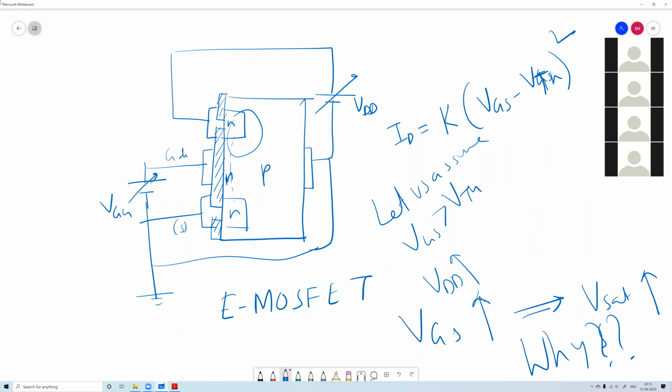The depletion region varies, yes. But why does VD sat increase with VGS? Because if I have a higher VGS, obviously there will be more electrons here. So it will be larger. So it will take a higher value of VDS to saturate it. Okay. Anything else? Any other question?